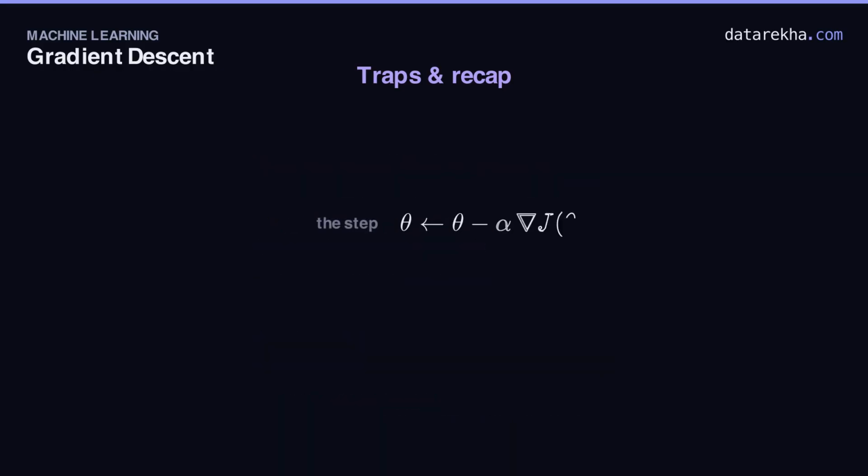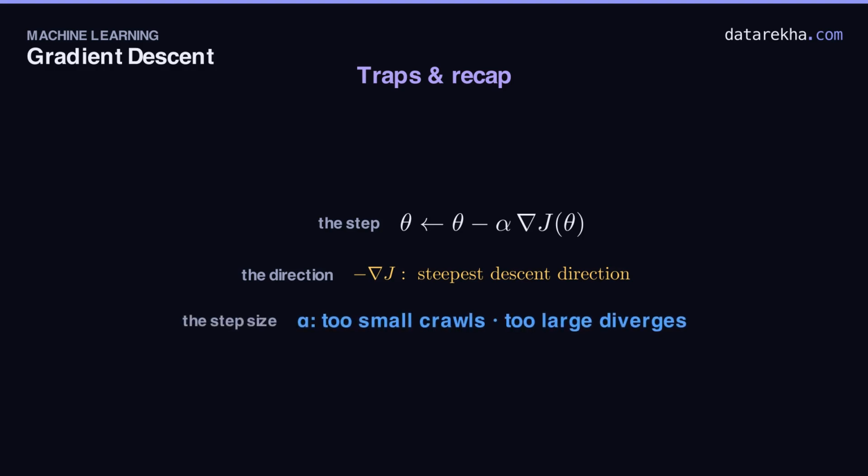Let's lock it all in. One rule runs the whole show. New theta equals old theta, minus the learning rate times the gradient of the loss. The heart of it is the direction, minus the gradient, the steepest way downhill. Feel the slope. Step against it. Repeat. The learning rate sets the pace, and it's a balance.